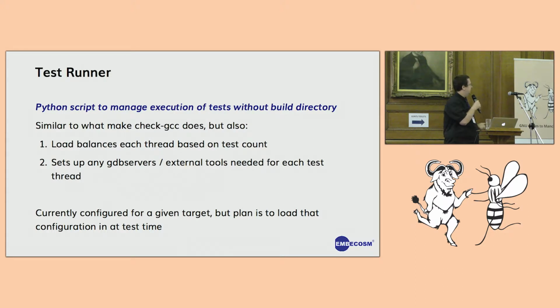Currently we have a set of these scripts, one that is hard-coded to a bunch of different architectures, but our plan is to make that generic so that you just give it a configuration that says, I need a GDB server, or I don't need a GDB server, and things will just work.